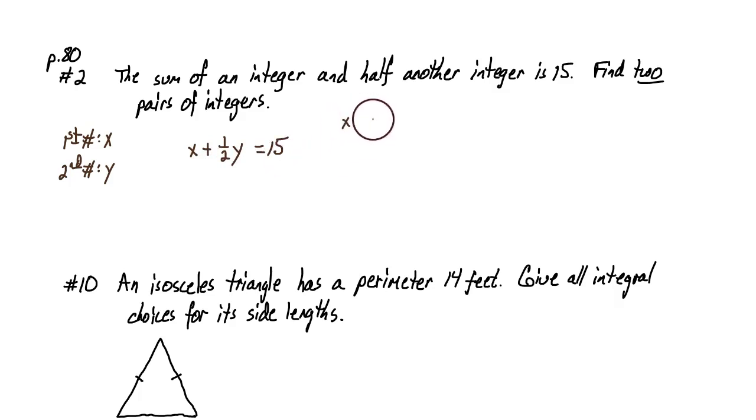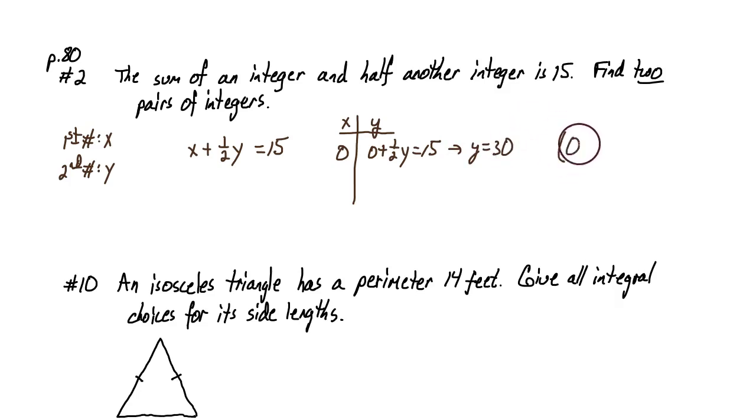We could use an xy table to help us organize. If the letter x was 0, we would have 0 plus 1/2 y is equal to 15, which means y is equal to 30. So one pair of integers that works is 0 and 30. Let's choose another number for x. Maybe x is 10.